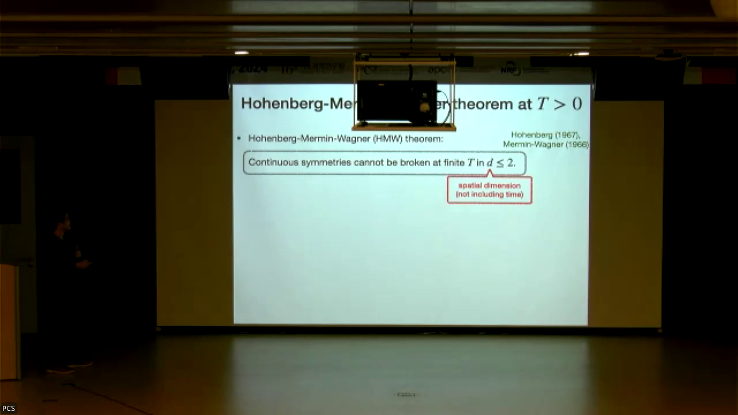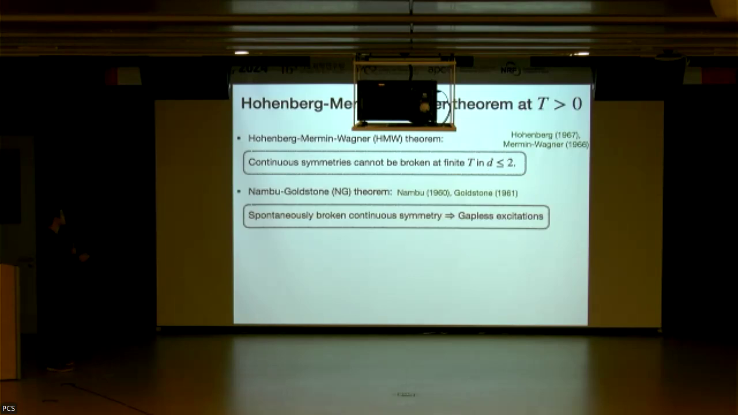So this is about the Mermin-Wagner theorem. Let me start by reviewing the most basic version of the theorem. This Hohenberg-Mermin-Wagner theorem states that continuous symmetries cannot be broken at finite temperature in dimension equal to or smaller than 2. And by writing D, I mean it is only the spatial dimension, okay? I'm now a condensed matter theorist, so I don't include the temporal direction in the counting of D, okay?